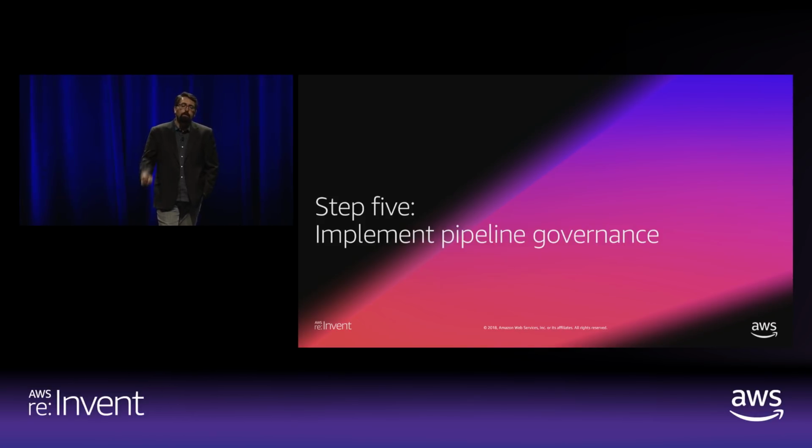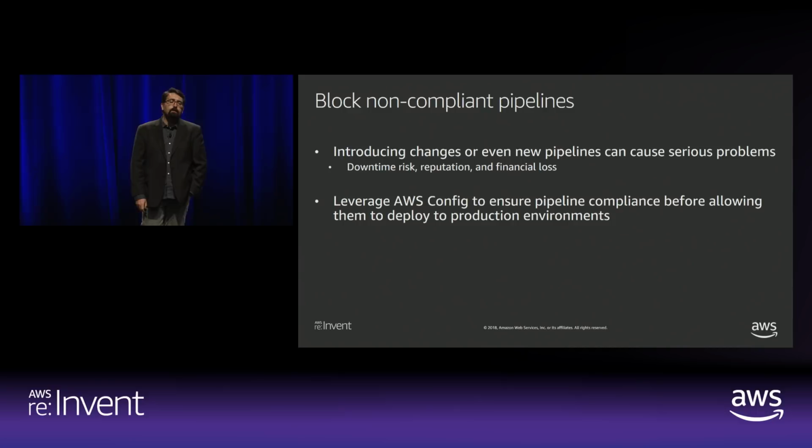Another thing is we want to implement pipeline governance. The idea here is we want to block non-compliant pipelines. Everybody should be automatically deploying to production. But we want to minimize the impact of, say, a developer creating a new pipeline, skipping past tests, skipping past different phases, and pushing code straight to production. We don't want to go straight from version control out to production. One of the ways that we can do that is by implementing some form of pipeline compliance.